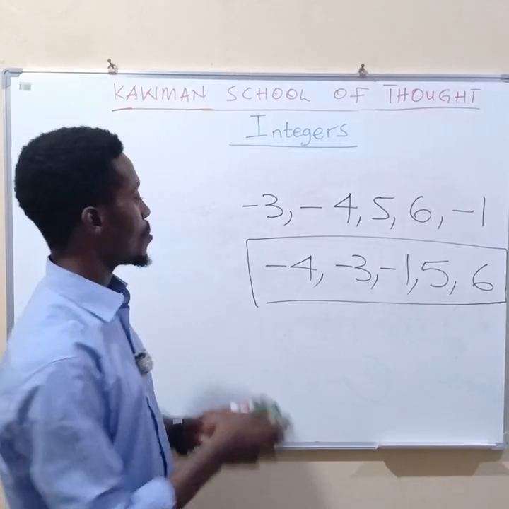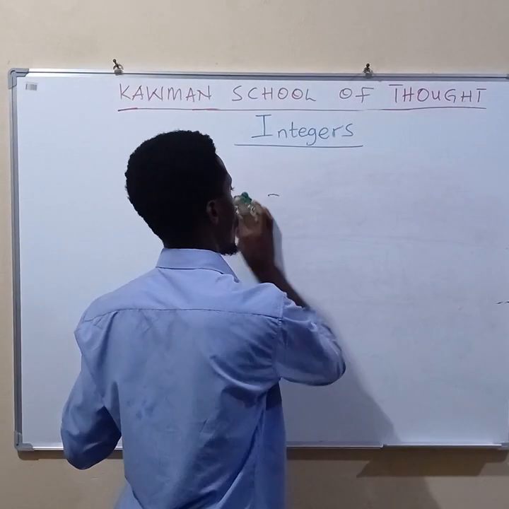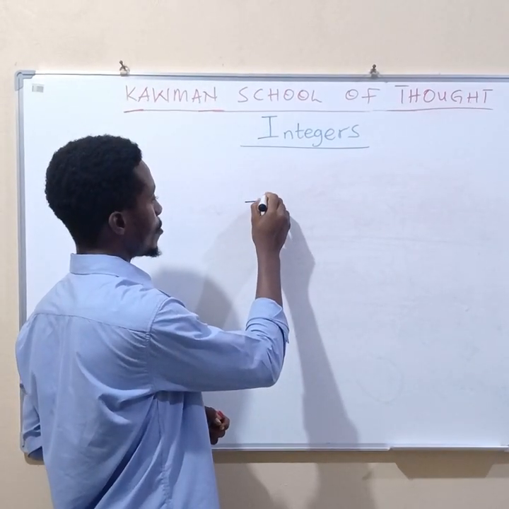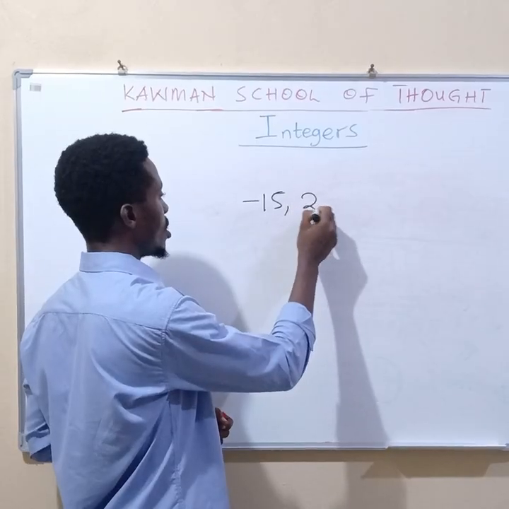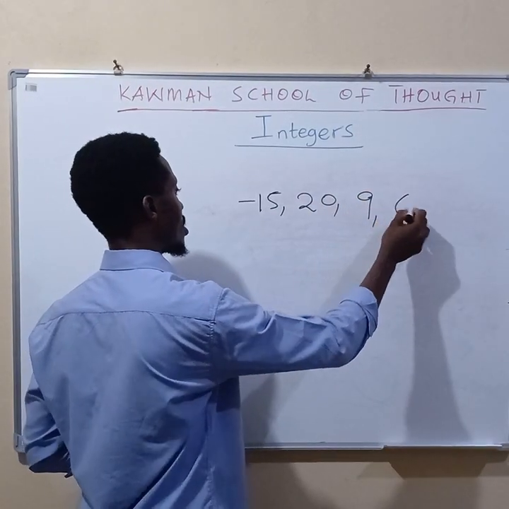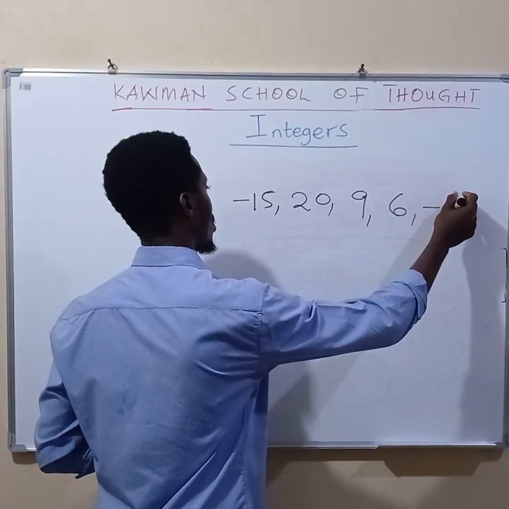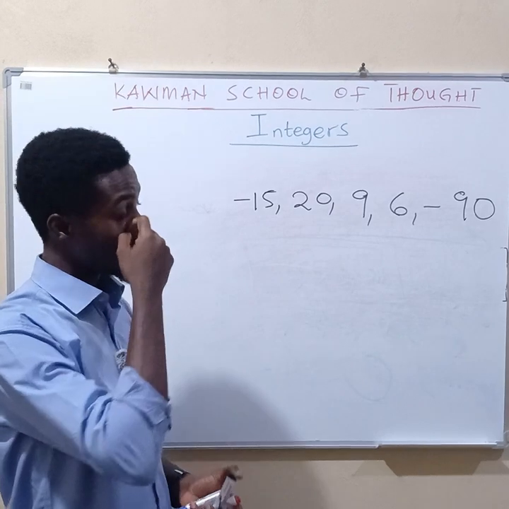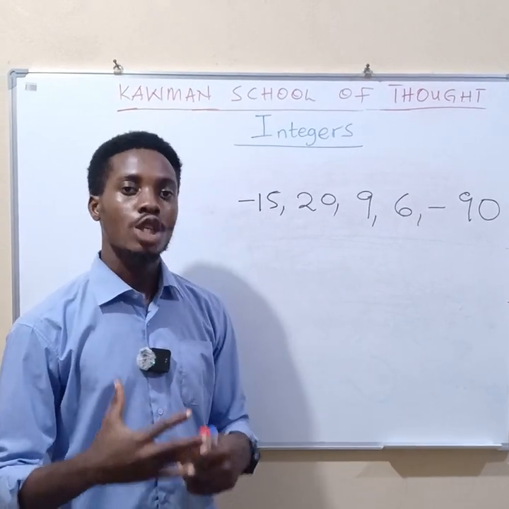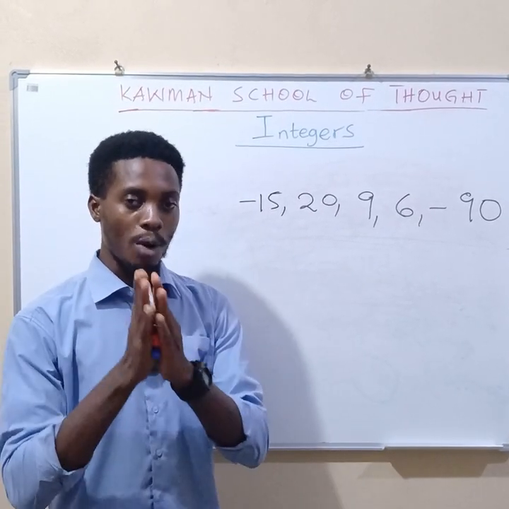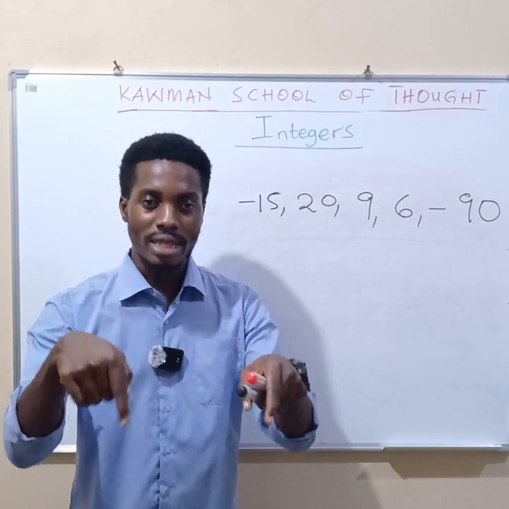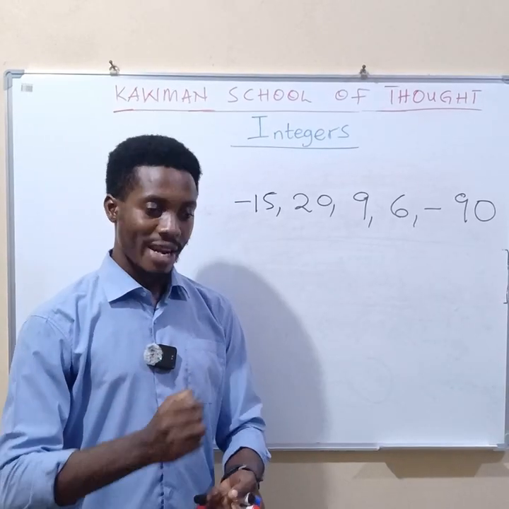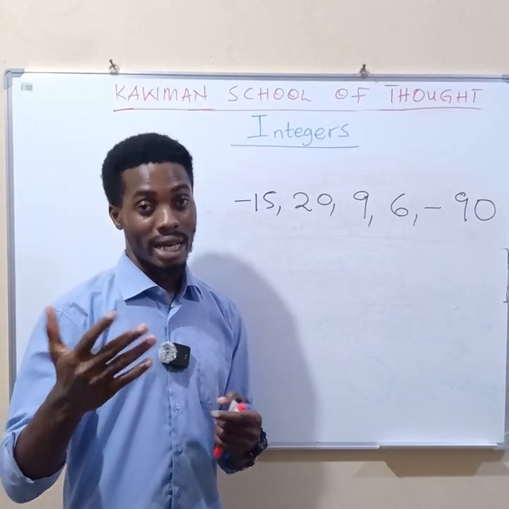Yeah. So let's try another example: -15, 20, 9, 6, and -90. Now this time let's try and arrange these numbers in descending order, meaning from the biggest down to the smallest. So you can pause the video and give me the answer in the comment section below, and you can come back later to see if you're right or not. Or if you have a book and pen, write the answer down, and later in the video when you find the answer, you can assess yourself.